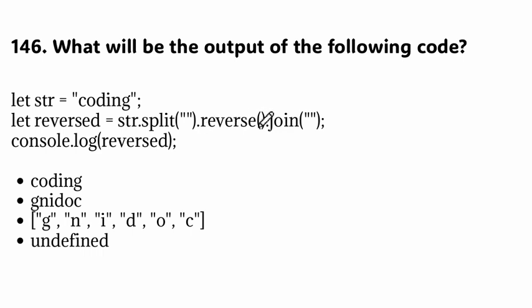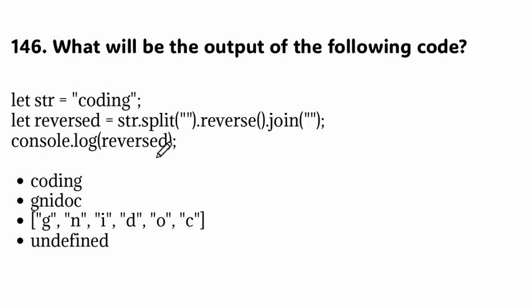And another dot reverse, with parentheses I have used. What is the purpose of dot reverse? It reverses the value. Let's say it's coding, so it will become gnidoc. So it will reverse all the elements to their place. And after the reverse operation, I have used a dot join, parentheses and double quotes inside that. Dot join is used when you have split the string, then you use the dot join operation to join all the elements that you have split.